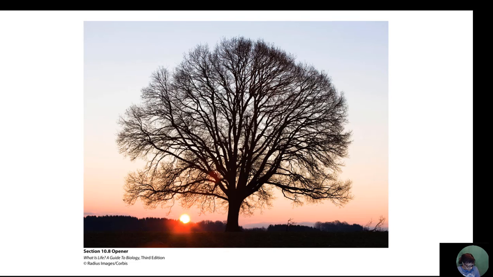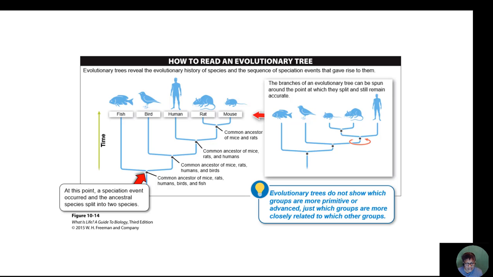So on the tree of life, there are many, many branches, right? Let's take a look at how to read an evolutionary tree, because when you first take a glance at an evolutionary tree, you can be misled by what you think you are reading, unless it's being explained to you. So let's take a look at that. Evolutionary trees reveal the evolutionary history of a species and the sequence of speciation events that gave rise to them. So here, we're starting with this common ancestor of mice, rats, humans, birds, fish, okay?